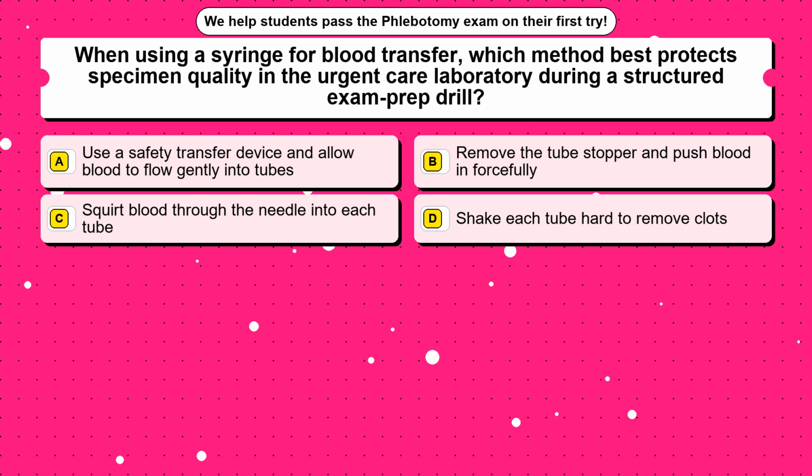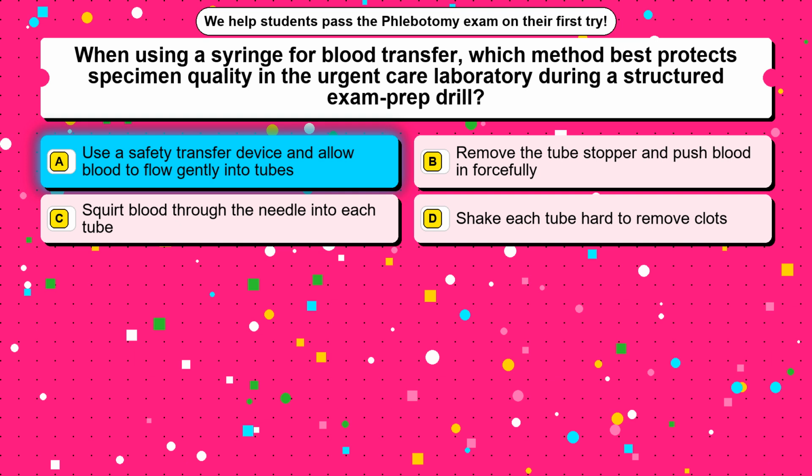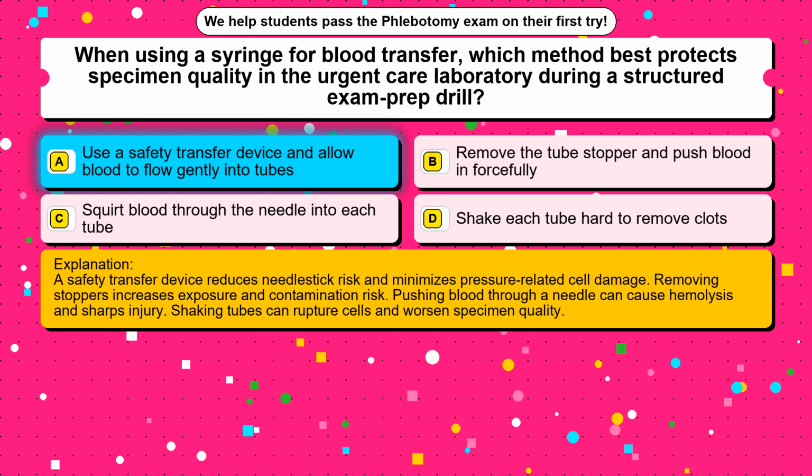The correct answer is option A. Use a safety transfer device and allow blood to flow gently into tubes. A safety transfer device reduces needle stick risk and minimizes pressure-related cell damage. Removing stoppers increases exposure and contamination risk. Pushing blood through a needle can cause hemolysis and sharps injury. Shaking tubes can rupture cells and worsen specimen quality.